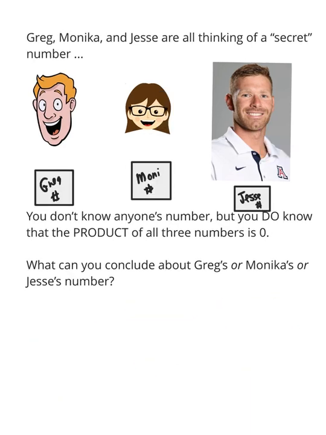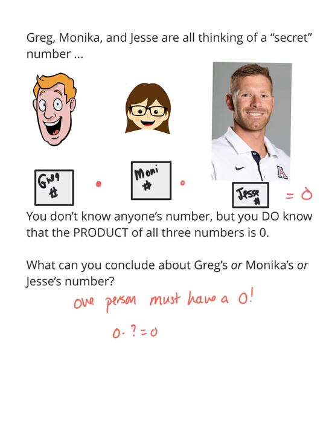One more example here. Greg, Monica, and Jesse are all thinking of their own secret numbers. And what they tell us is when we multiply them together, we're going to get 0. Now, in this case, we're able to look to see what numbers everybody has. So one of them has to have a 0. That's what we must conclude down here. One person must have a 0, because 0 times anything is going to be 0.